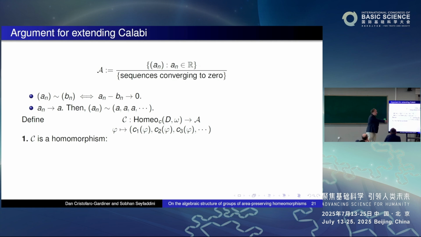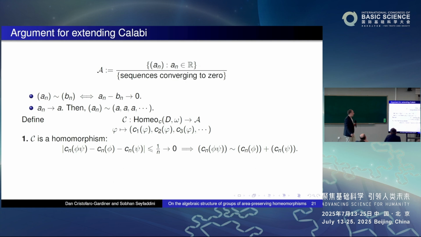So first I claim that this is a homomorphism. Remember that each one of the spectral invariants is just a quasimorphism. They're not homomorphisms, but the reason I've quotiented out by this funny equivalence relation is to make this work. So why is this a homomorphism? Well, again, its defect from being a homomorphism goes to 0 with n, and we're exactly modding out by that equivalence relation. It's a homomorphism.